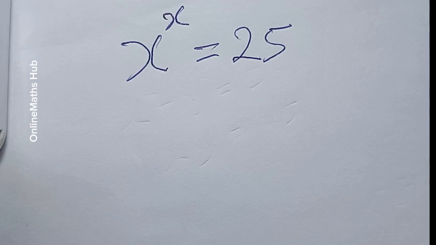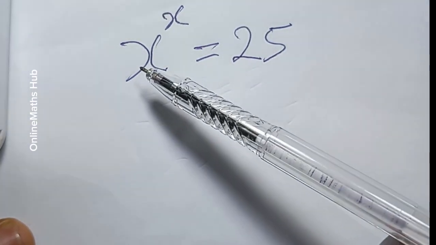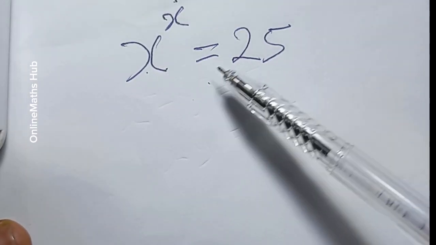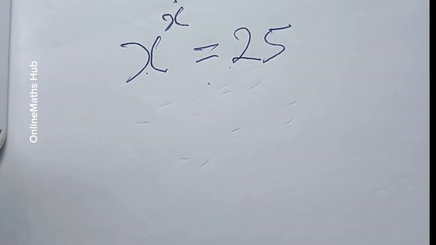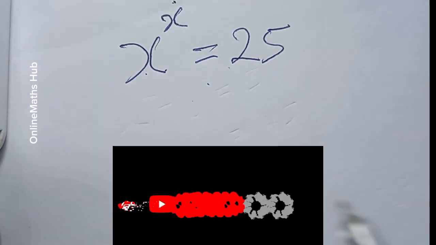So many people find it difficult to solve this equation right here. So what we have is x power x is equal to 25. How do you find out the value of x that is actually going to satisfy this interesting Olympiad problem? It is just pretty much cool.